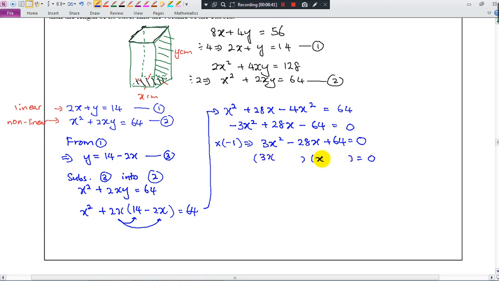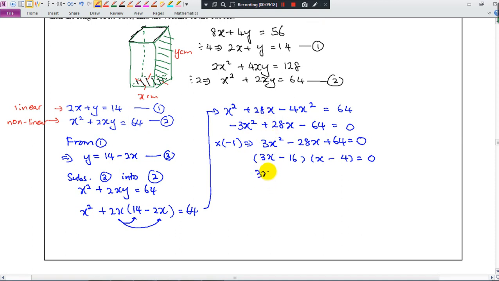The next part, you can just use your calculator to help you. 3x, here is x. This one is 16 and 4. Here is 16, here is 4, and this is negative, this is negative also. Let me check again, correct or not. Press the calculator: 3, negative 28, 64, 16. Okay, correct.